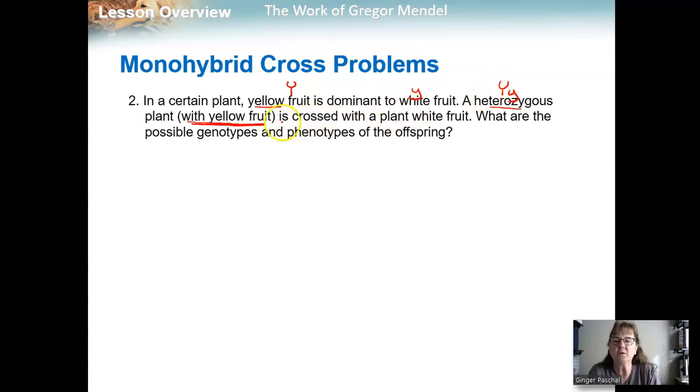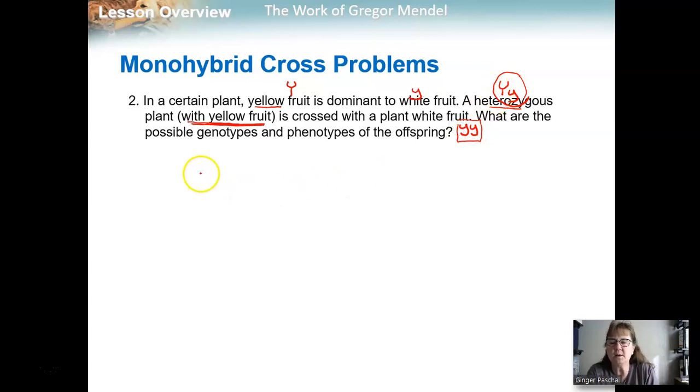Now, let's move on. So it's crossed with a plant with white fruit. White is indicated by a lowercase y. In order for this to be white, it's got to have 2 lowercase y's, because if we had an uppercase y, this plant would be yellow. It would have yellow fruit. So we now have this as one parent and this as one parent.